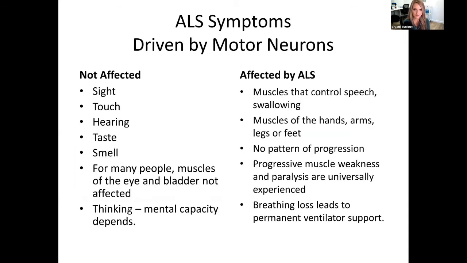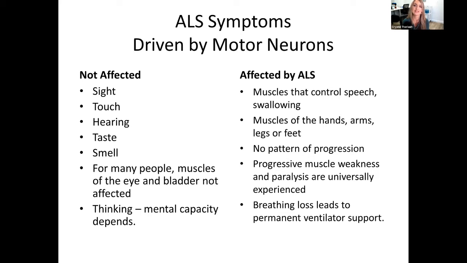So ALS symptoms are driven by motor neurons. So things that are not affected are sensory. So sight, touch, hearing, taste, smell. So just know if you're caring for a patient with ALS, that even though they cannot move their legs or their arms, maybe, they can still feel them. So it's very important to be conscious of that when you're mobilizing them or doing anything with them that might cause them pain or discomfort, especially if they're having trouble communicating and they're not able to speak. They're going to rely on you to notice if they're grimacing or showing any other signs of pain.